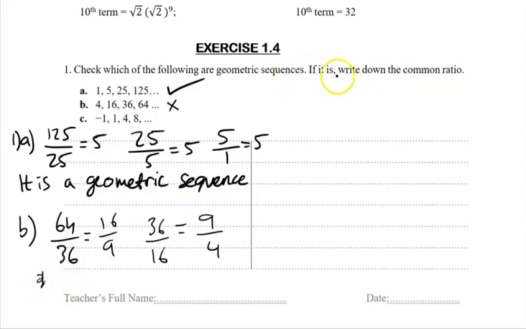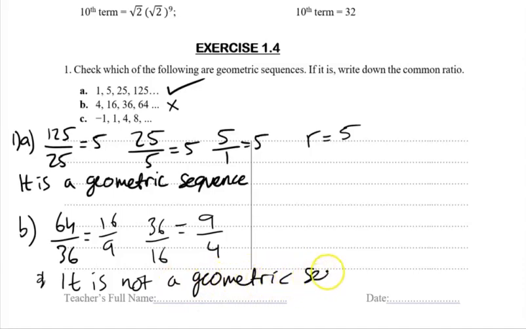So it says if it is, write down the common ratio. Now over here, what we forgot to do was write down the common ratio. So the common ratio is what we call the number that we multiply by each time. The common ratio is represented with r. So r is going to equal 5. Now over here, it is not a geometric sequence.